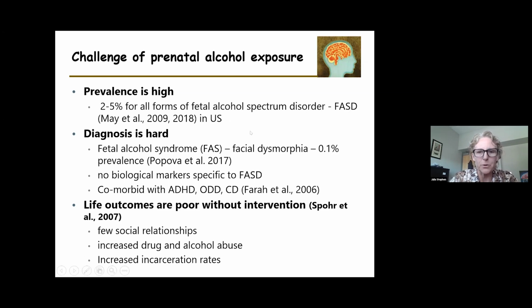So fetal alcohol spectrum disorders is the disorder if you have sufficient cognitive or behavioral effects due to prenatal alcohol exposure. Diagnosis is hard unless you have facial dysmorphia, but this does not account for most of the cases of individuals with FASD, and life outcomes are poor.